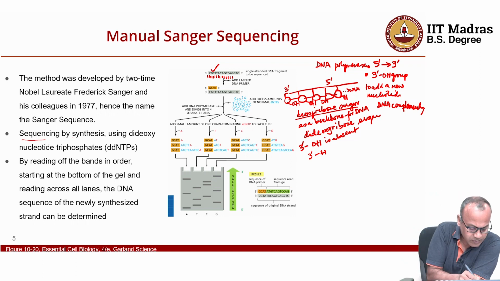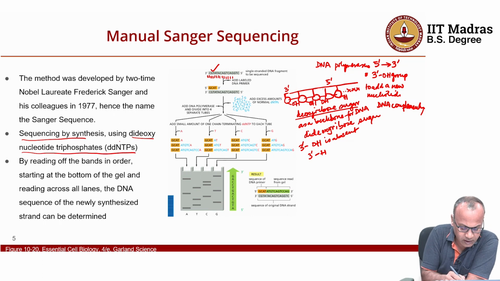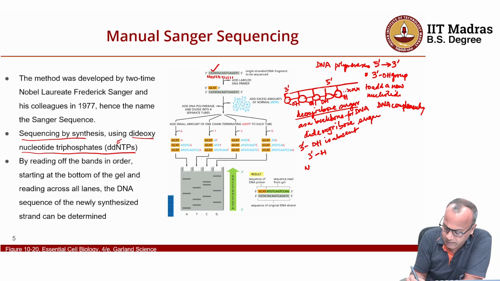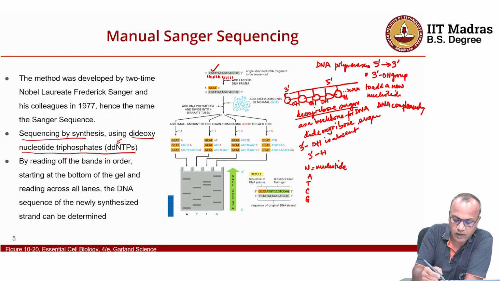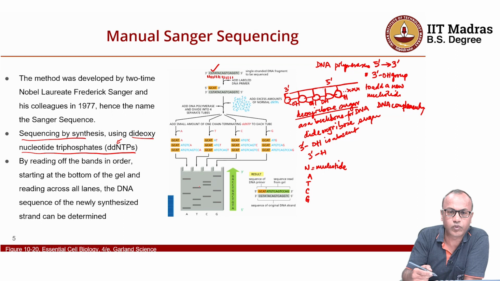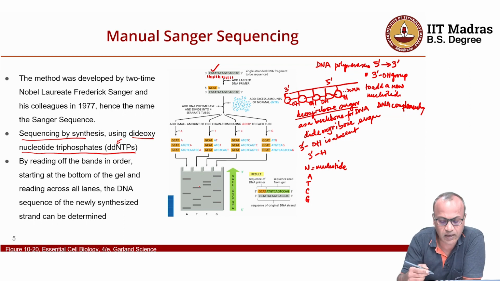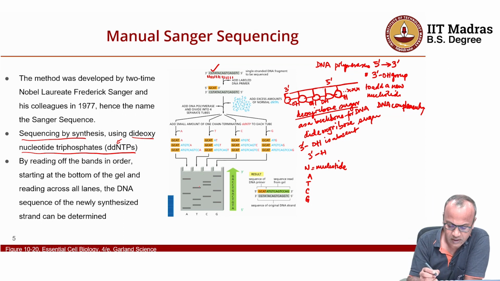So, sequencing by synthesis uses dideoxynucleotide triphosphate. N here means nucleotide, which could be A, T, C or G, any one of the four, right. So, he used dideoxynucleotide triphosphate, and I'll walk you through this figure, which would give you a very clear idea of why there is a requirement of doing this and how does this allow us to read the DNA sequence.